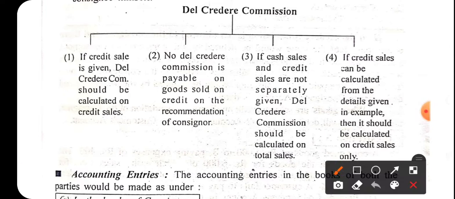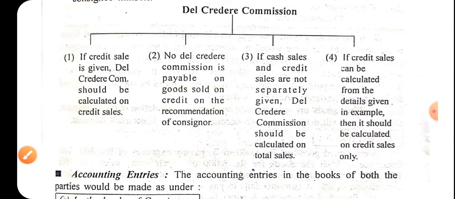If from the sum it is clear what is the cash sale and what is the credit sale, then separately on the credit sale we will have to evaluate the Del Credere Commission. If the credit sale cannot be calculated from the details given in the example, then Del Credere Commission is allowed on the total sale.